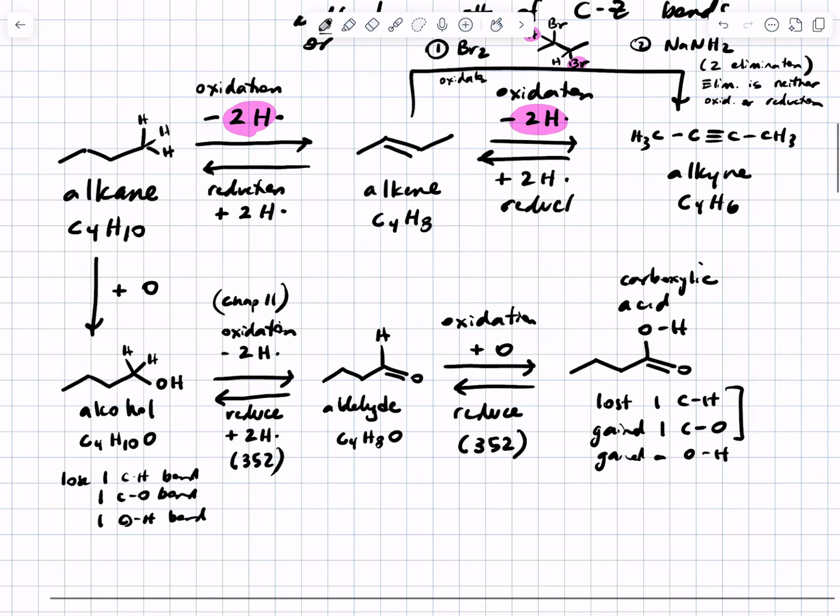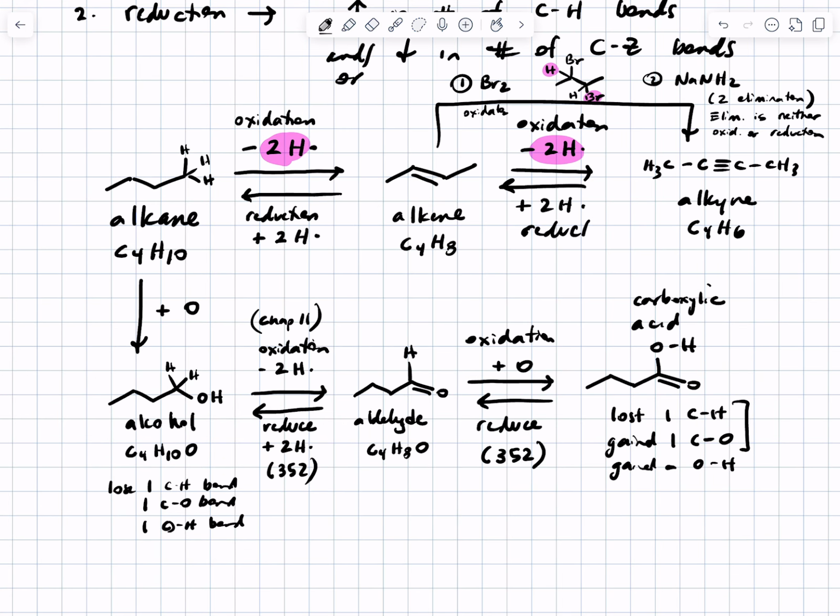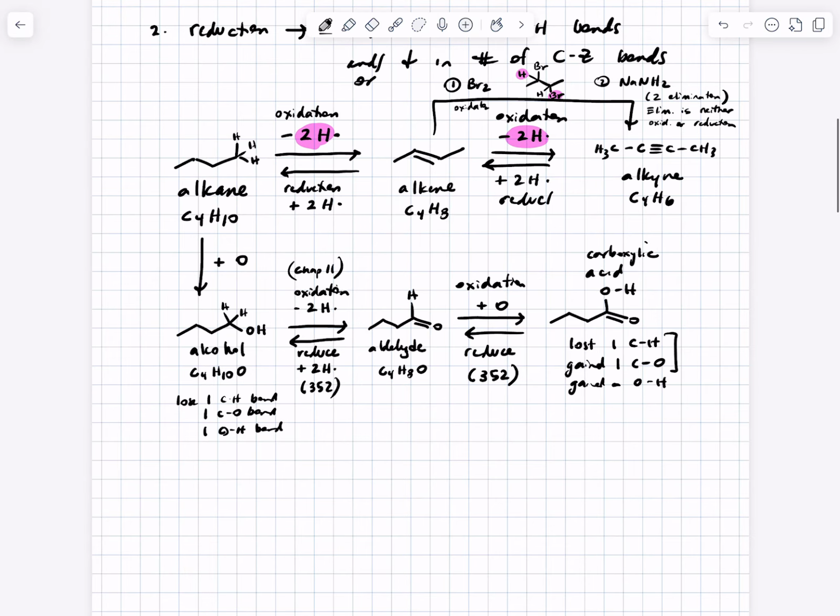Okay, so you need to get used to looking at molecules, comparing them, and seeing the change in oxidation state. That is alkane oxidized to alkene, which can be oxidized to alkyne, or alcohol, which can be oxidized to aldehyde, which can be oxidized to carboxylic acid. Okay. Questions?